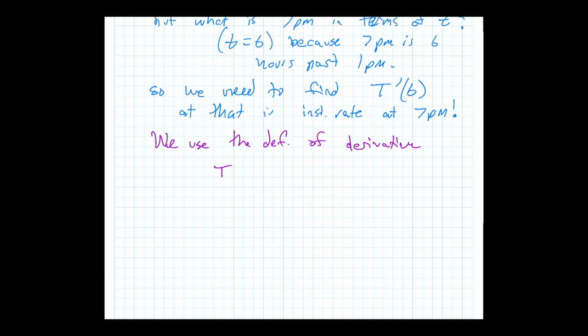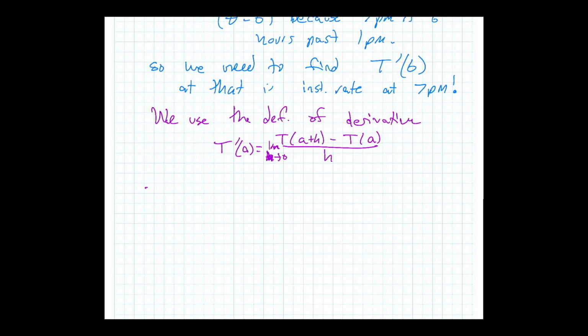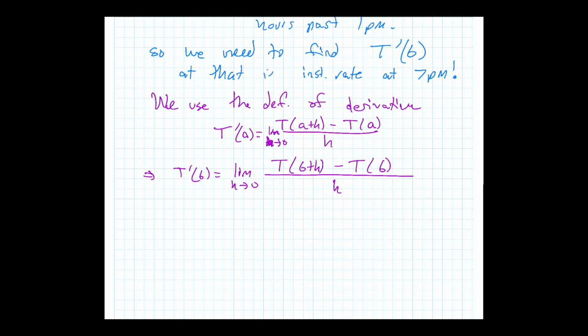Right, so we want T prime of A in general, which is the limit as H goes to zero of T of A plus H minus T of A, over H. For us, we're looking for T prime of 6. So T prime of 6 is the limit as H goes to zero of capital T of 6 plus H minus capital T of 6, over H.